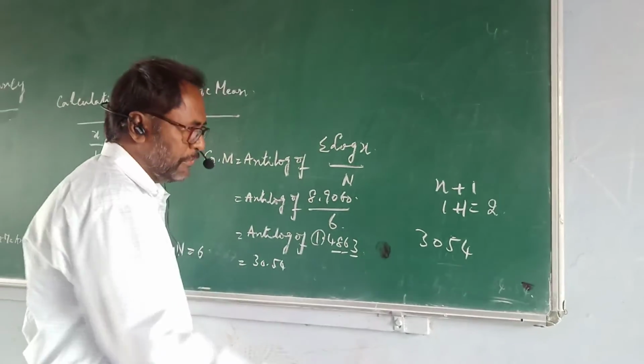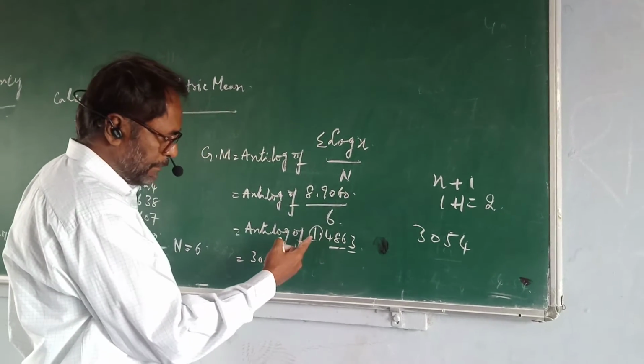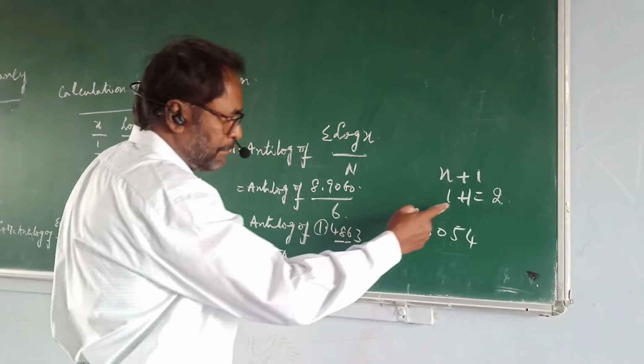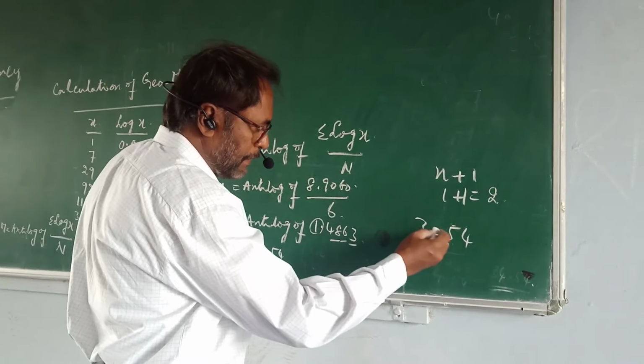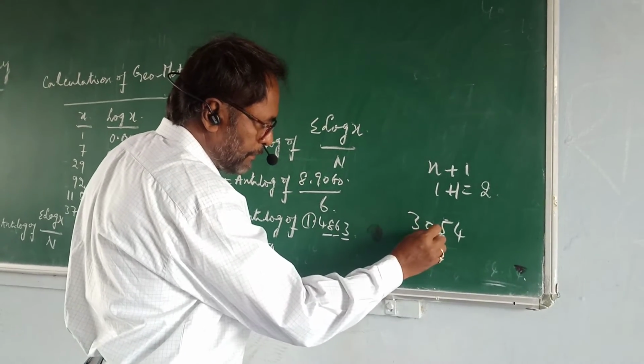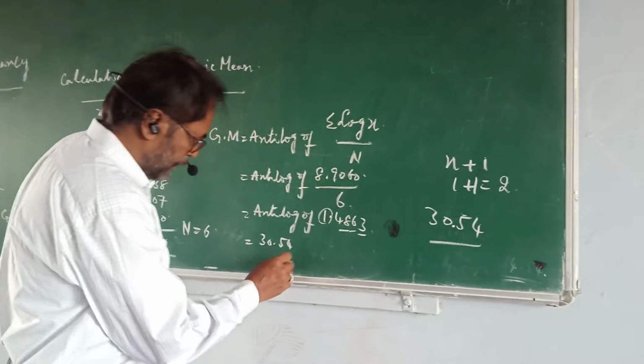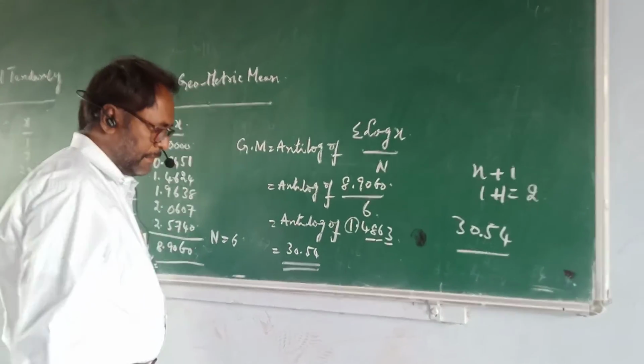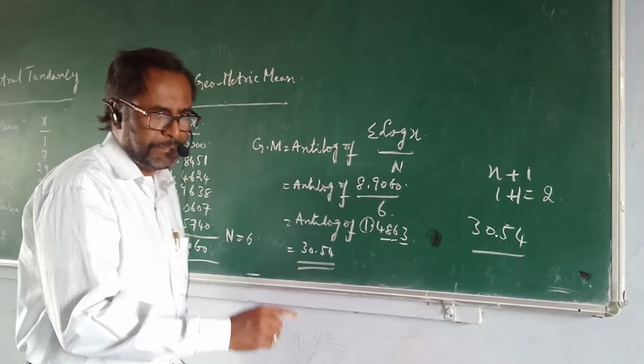30.3454. So the antilogarithm is 1 point something. So 1 plus 1 means 2. Therefore, after 2 values, we have to put a point. Therefore, 30.54 will be the answer.